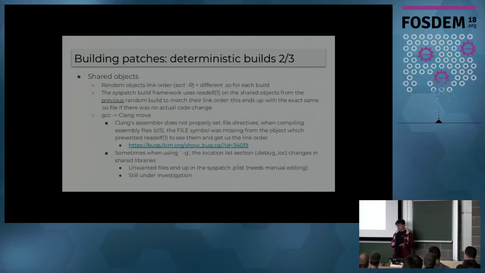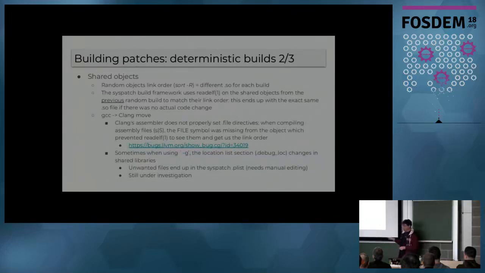In the middle of implementing syspatch, we moved from GCC to Clang, at least on amd64, i386, and arm64. And we hit a few bugs that were Clang related, like the assembler does not properly set the .file directive when compiling assembly files. So it was missing from the object, which basically prevented readelf from seeing them. And if it can't see them, then we can't have the link order. I don't think it has been fixed upstream, but there is a bug report about it.